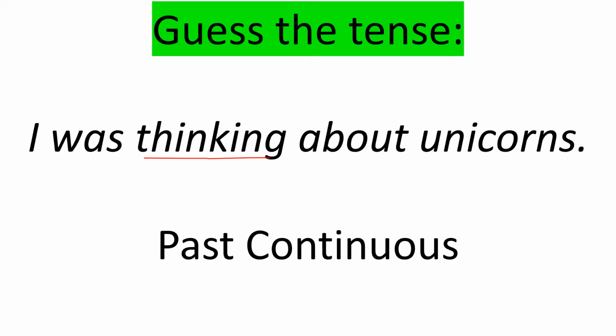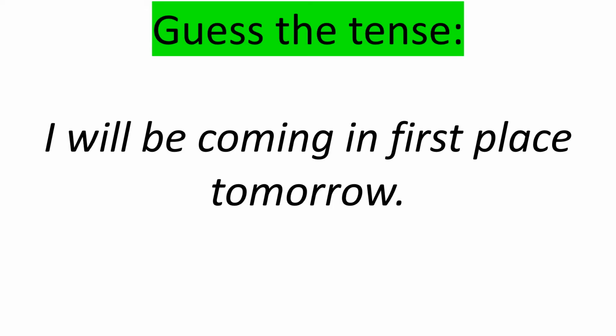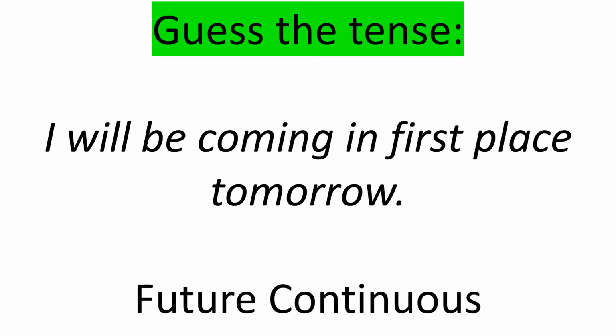Again, we have our ing main verb and we have our auxiliary verb was that is helping this verb. And then we have our subject who is doing this action, who is I was thinking. Past continuous. Next one. Again, pause the video if you need to think about it, right? We have future continuous. There we go, right.